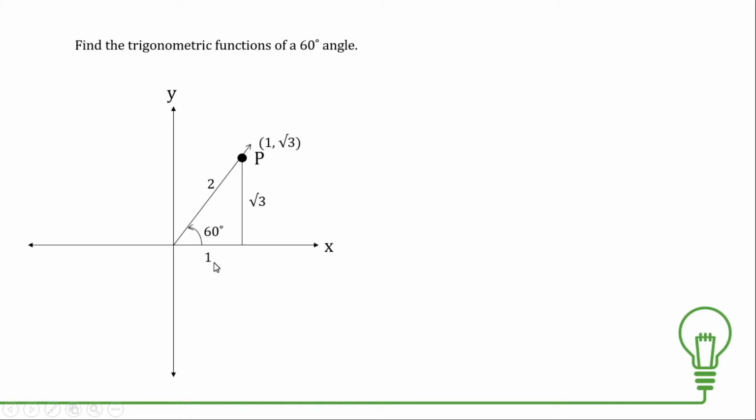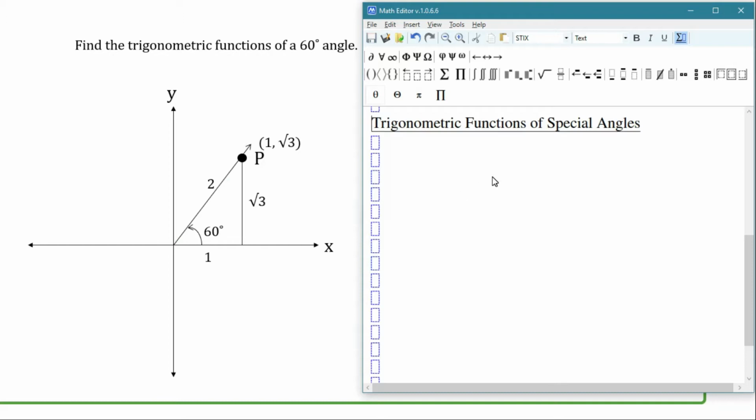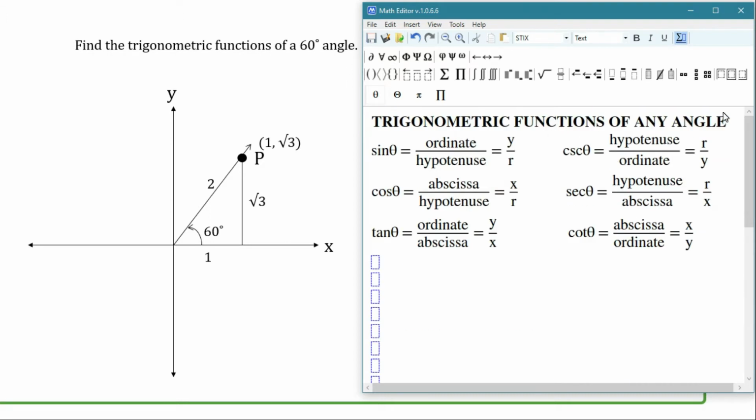Okay, so now, let us now try to derive the trigonometric functions of special angles wherein we consider a 60-degree angle. Okay? But first, let us have a review of the trigonometric functions of any angle. We have here the sine theta would be equivalent to ordinate over hypotenuse. Cosine theta is abscissa over hypotenuse, and tangent theta is ordinate over abscissa. And then the reciprocal functions would be obtained by reciprocating the three basic trigonometric functions.